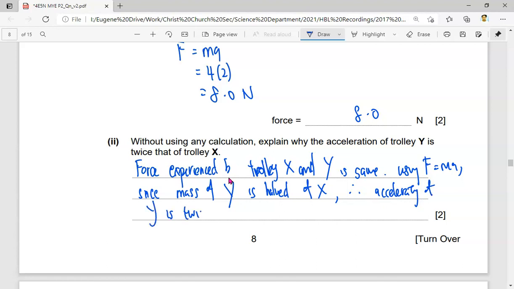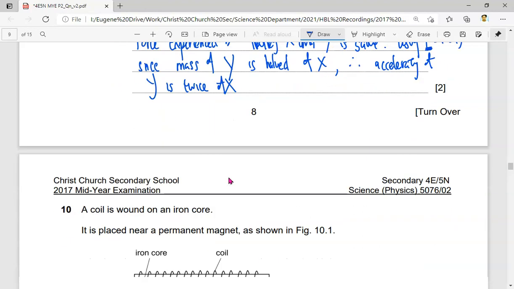is twice of X. So key idea here, if this is the same, if my mass is halved, to compensate for it, my acceleration must be double. So I say again, if my force is the same for X and Y, but one of them, the mass is halved, the acceleration needs to be doubled to compensate, to make sure that I get the same amount of force. Okay, so that's for question 9.